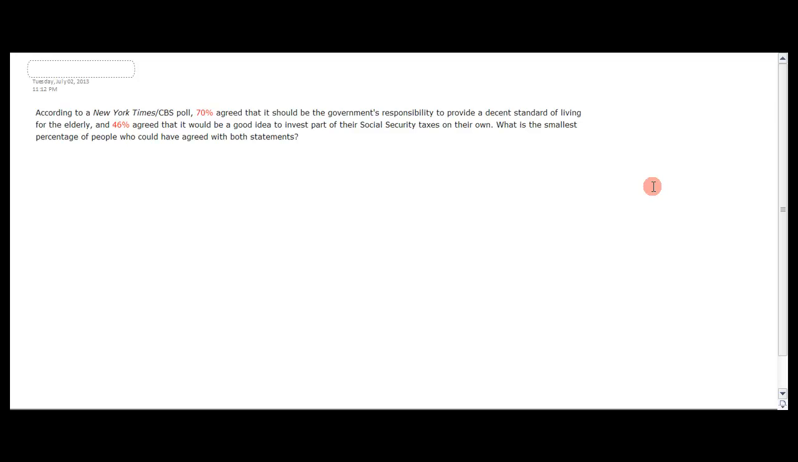Okay, so if this one's not making sense to you, you've got to just kind of break it down and think very, very logically. That's all they're trying to get out of this problem. They're saying, all right, they got two questions. We'll call this one question A for the 70%, and then for the 46%, we'll call it question B.